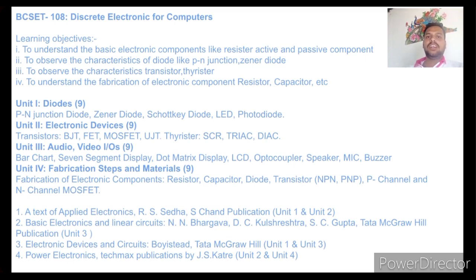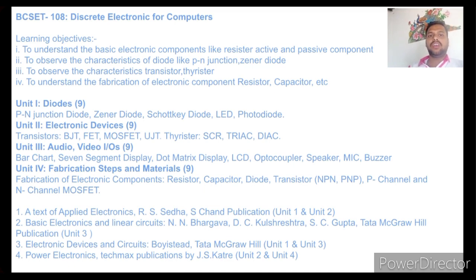Unit second is the electronic devices. In this unit we discuss the transistor and thyristor. Transistors have different types: BJT, FET, MOSFET, and UJT. We discuss the BJT, FET, MOSFET, and UJT, that is, their construction, working, characteristics, and applications. The thyristors, SCR, DIAC: construction, working, characteristics, and applications.